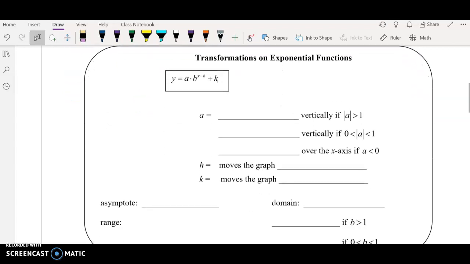So every exponential function has an asymptote, and we'll talk about where that will be based off of the transformations. As a recap of that Desmos activity, A is going to do a couple of things. If A is bigger than 1, that is going to stretch the graph vertically. If A is a fraction in between 0 and 1, like 1/2 times 2 to the x, that's going to compress the graph vertically. And if A is negative, so if out in front you have a negative, that is going to reflect over the x-axis.